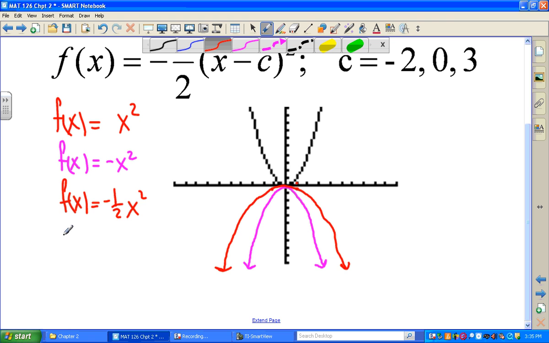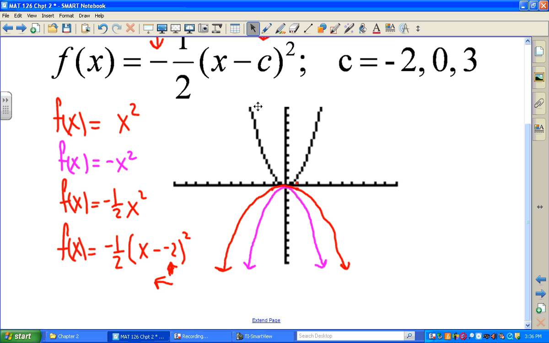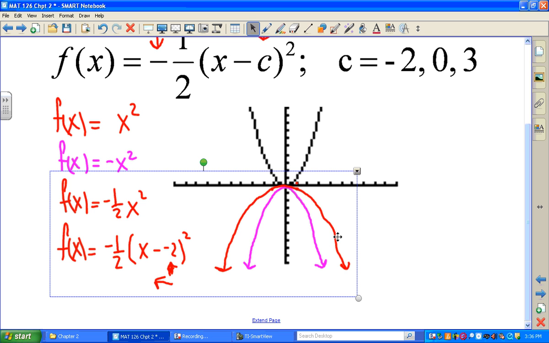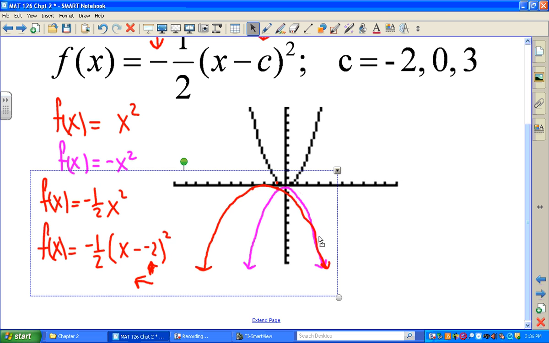All right. Now if I take this, negative 1/2, and I take it x minus negative 2 squared, a number inside the parentheses shifts it. Because that says negative 2, it's going to shift it 2 units to the left. So I'm going to shift it 2 units to the left. 1, 2. There's my new graph. Wider and shifted.